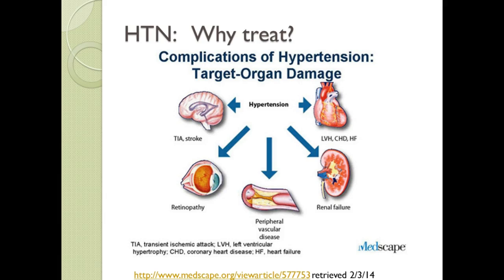Our end organs include the brain, where stroke and transient ischemic attacks can occur because of hypertension. The heart, where damage can cause left ventricular hypertrophy, cardiac disease, coronary artery disease, and heart failure. The eyes, where hypertension can cause retinopathy. The peripheral vascular system, where there is atherosclerosis and arterial sclerosis. And similarly in the kidney, where because of the vascular changes secondary to hypertension, we can get renal failure.